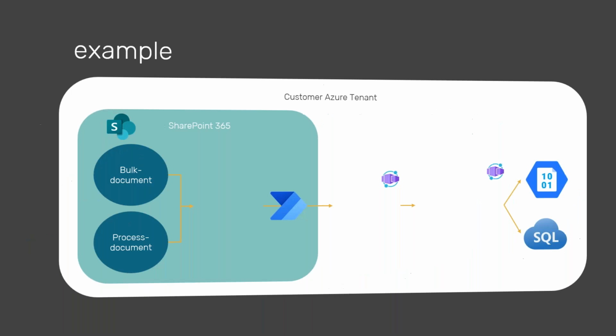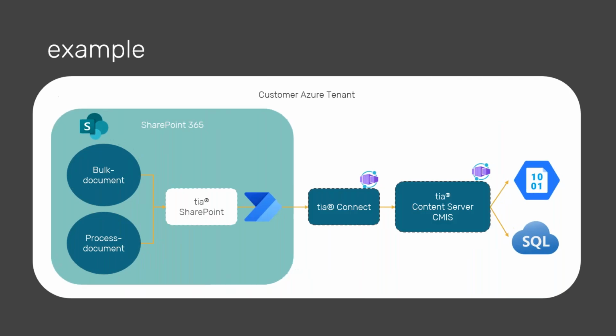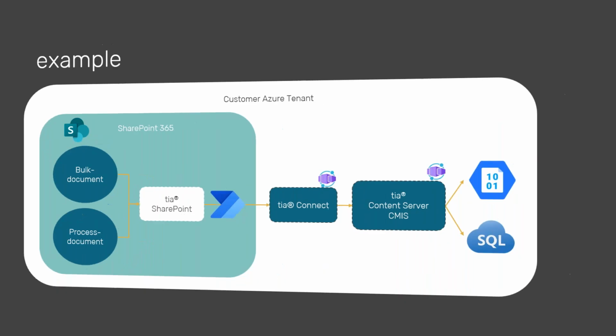So before we come to the demo, that would be the example for all Azure-based, and that's pretty much the same setup, enhanced with the storage as well as the SQL server on the right, and the TR Connect as well as TR Content Server CMIS app is a container-based approach. So let's continue with the demo.